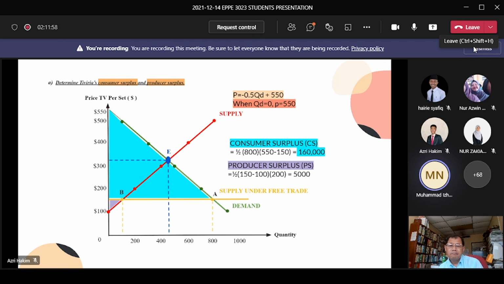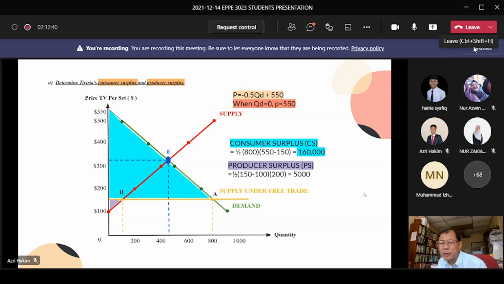So I get P equals negative 0.5Q plus 550. How did I get 550 as the P or y-intercept? I put Q equal to 0, so I get P equal to 550. Okay? You get it? So you put the zero amount. Or do you want to see my calculation? I will send it to the Telegram group. Okay, sure.